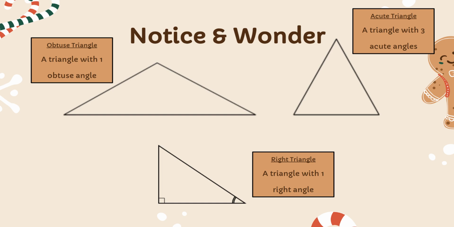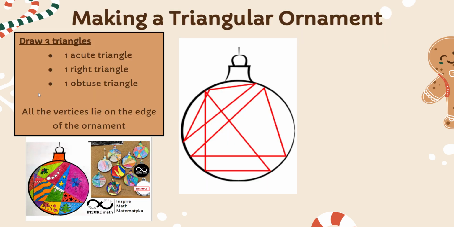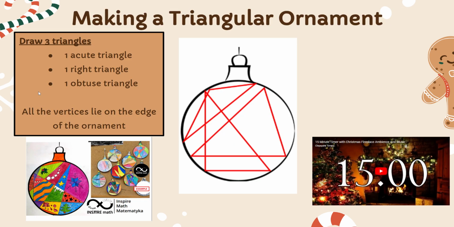And now we're going to apply some things about them. Okay? So what you're going to do is you're going to get to make a triangular ornament. So this is when you're going to need that ornament paper, a ruler if you have access to it, and your colors. You're going to draw one acute triangle, one right triangle, and one obtuse triangle inside your ornament, okay? Now, it's okay if they overlap. They're actually probably going to need to.